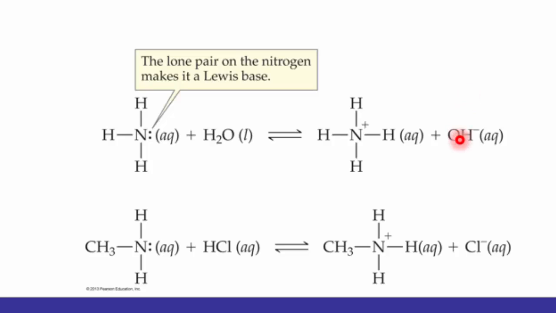Here plus OH minus, here plus Cl minus. So the proton is added to here in both cases, and the lone pair of electrons is used to generate a new covalent bond here and here, and the plus is added to the nitrogen atom.